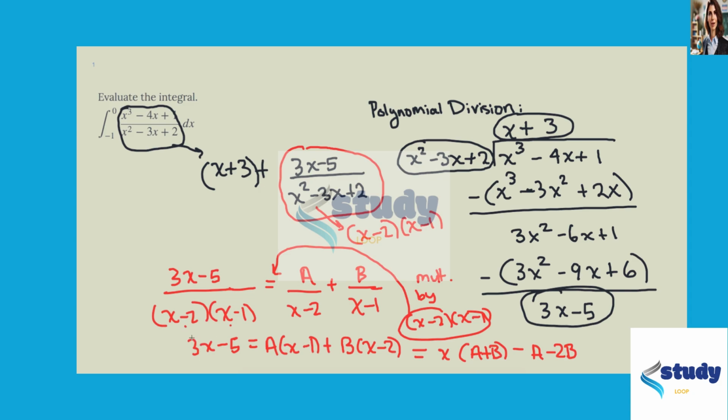On the left-hand side, the number in front of the x is a 3. On the right-hand side, it's a plus b. So that gives us one equation: a plus b equals 3. And then the constant term on the left is minus 5, and on the right-hand side, it's minus a minus 2b. And let's go to the next page. We have a plus b equals 3, and we also have a plus 2b equals 5.